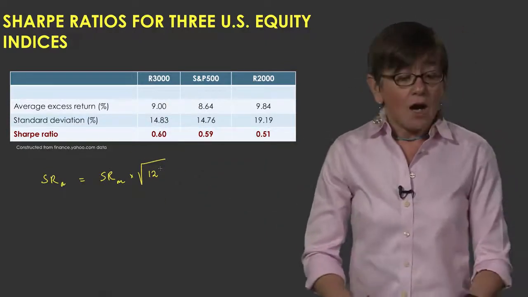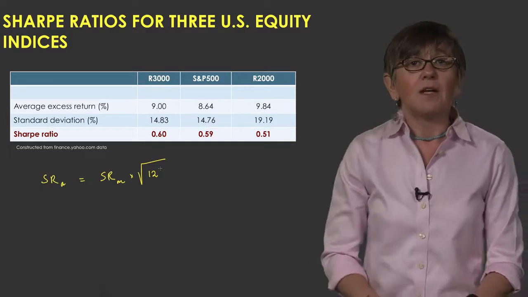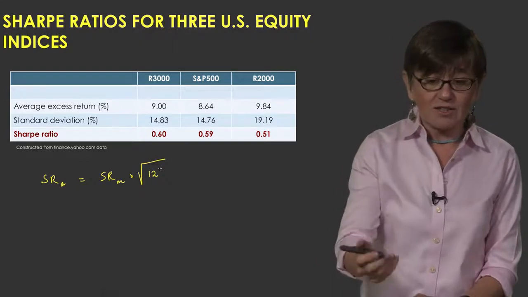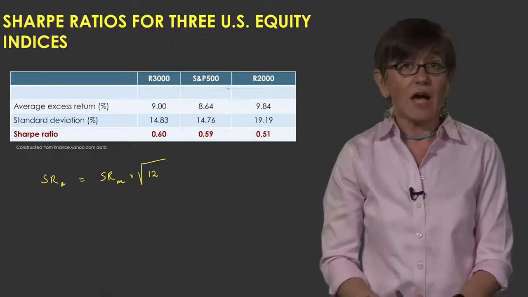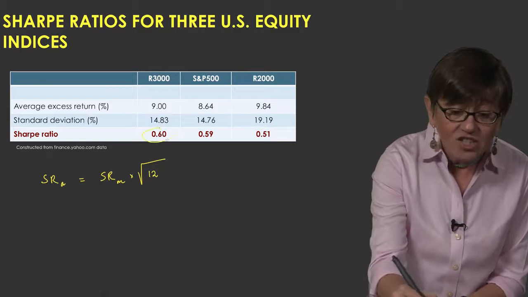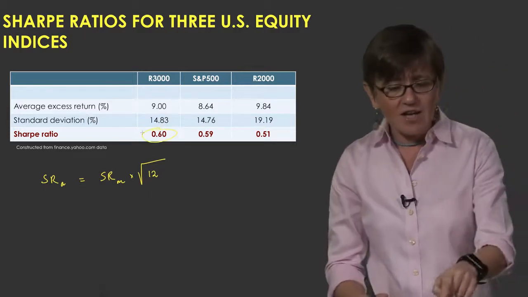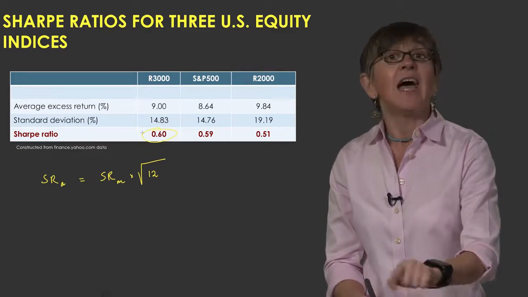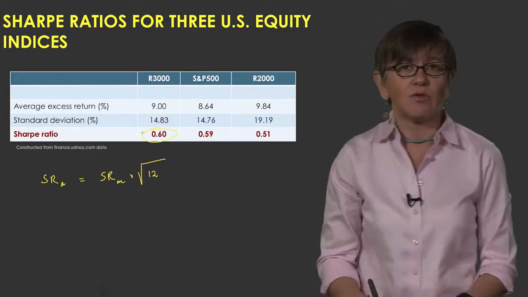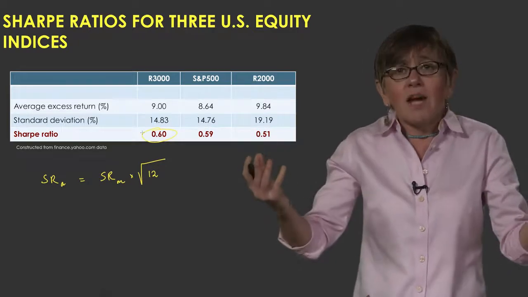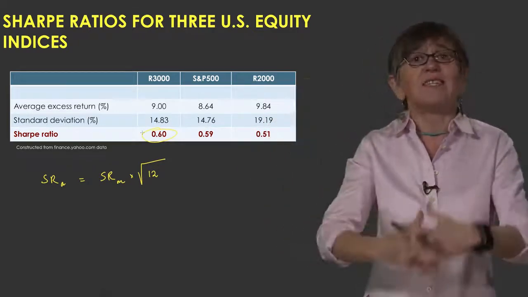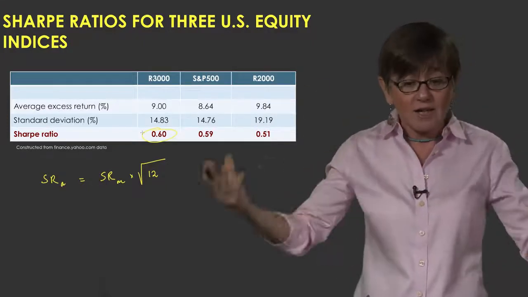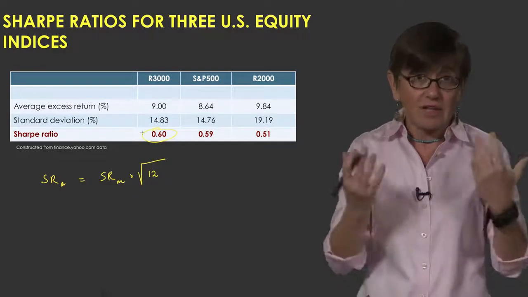Okay, so going back to the table, we see that the broadest index, Russell 3000, right, relative to the S&P 500 and the Russell 2000, right, has the highest Sharpe ratio, right? It's higher than the large cap index represented by the S&P 500 and the smaller cap index, the Russell 2000, which makes sense, right? Because the Russell 3000 is the broadest index of the 3, so the volatility is smaller than the other 2 indices.